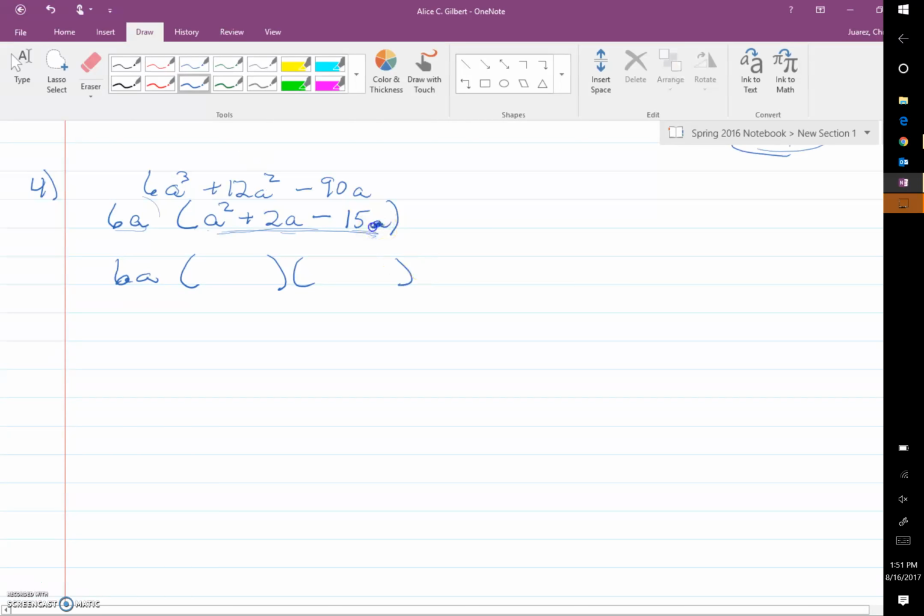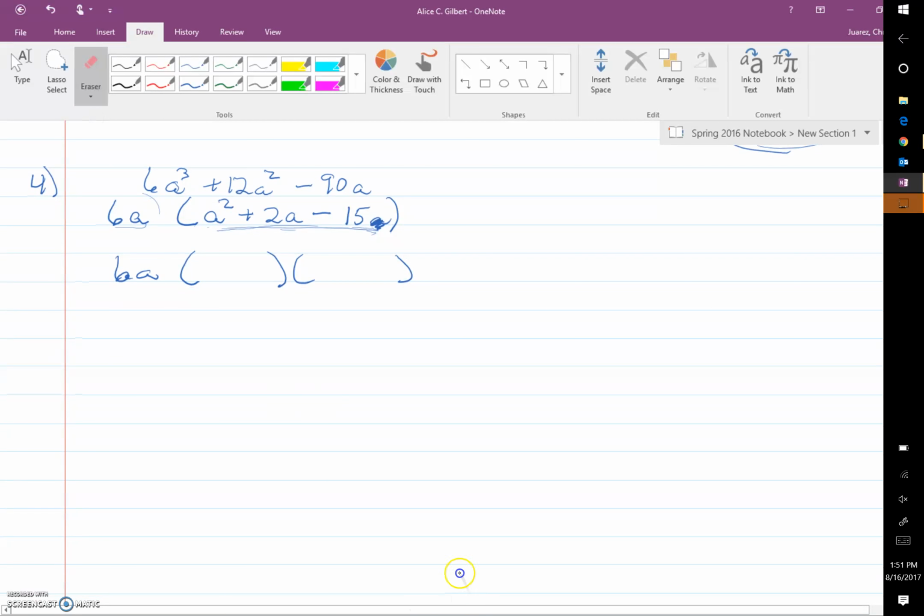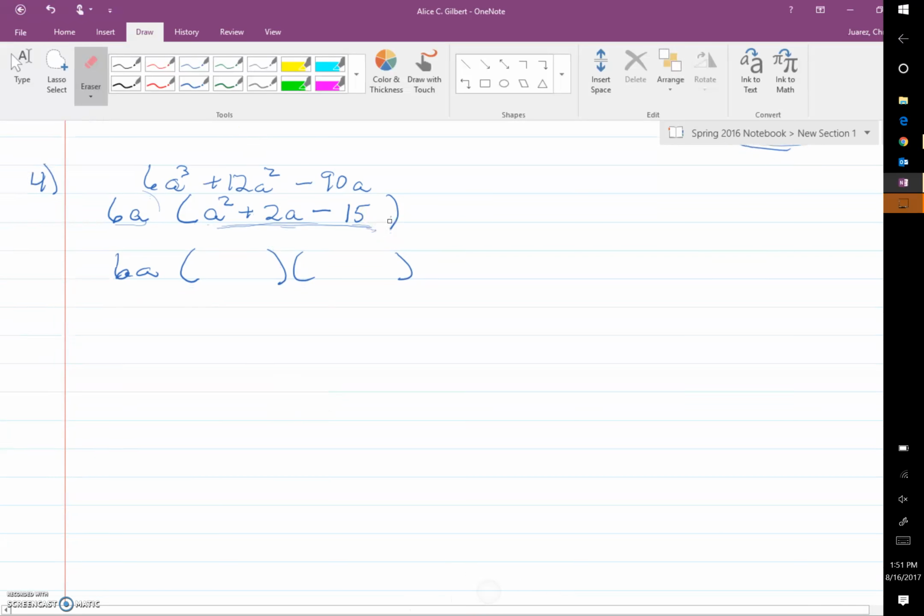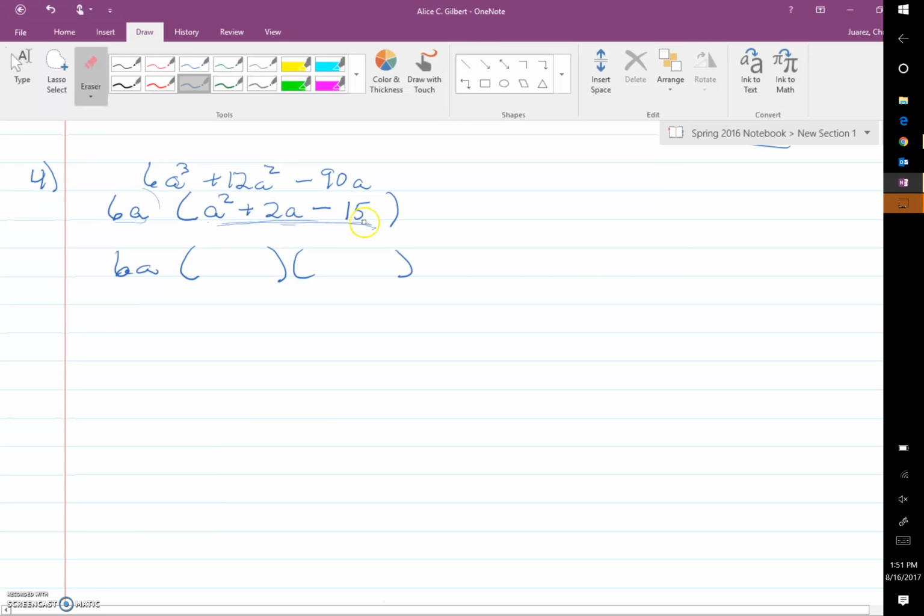Oops, excuse me. This a is gone. I hope some of you caught that. Let's get rid of that. Because when I multiply 6a times -15, I get -90a. But if I multiply 6a times -15a, I would get -90a squared. And that doesn't work. So watch for that.